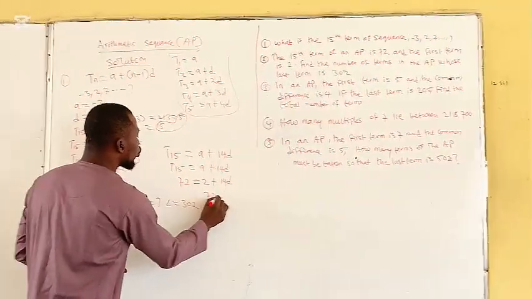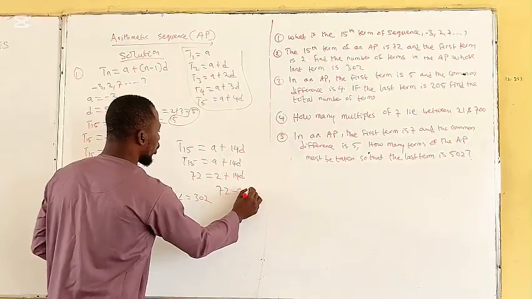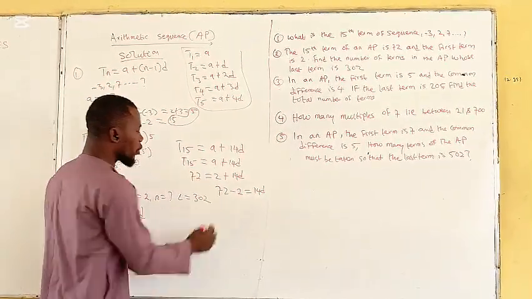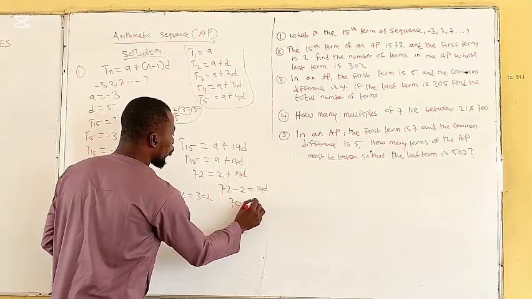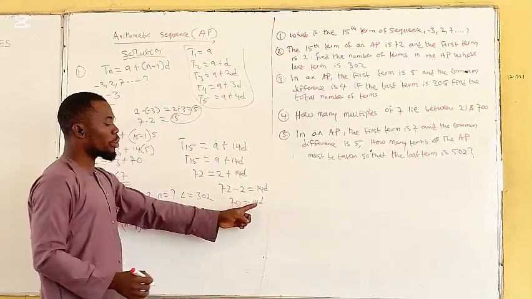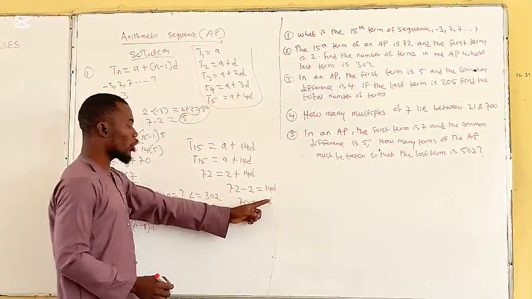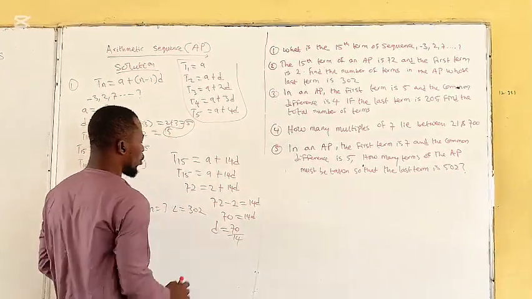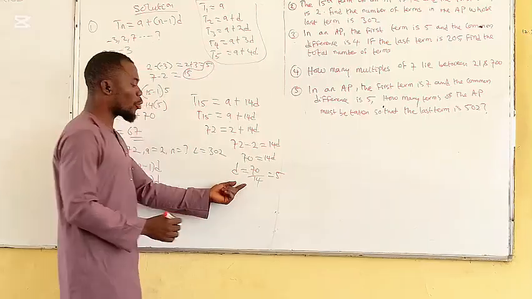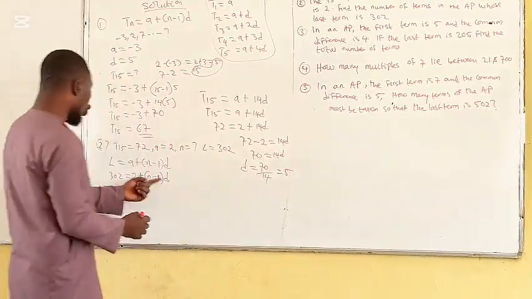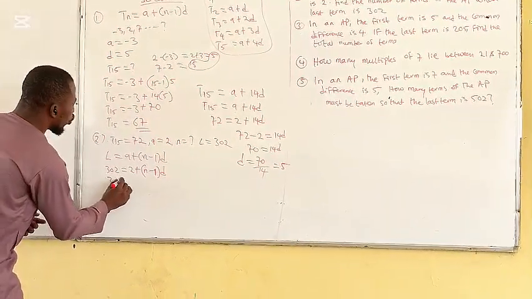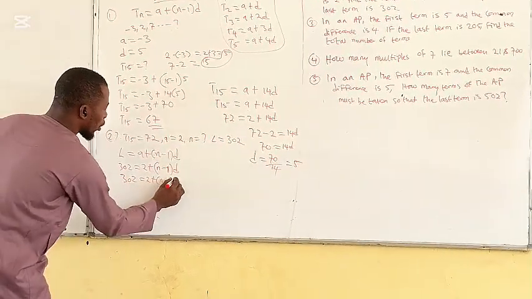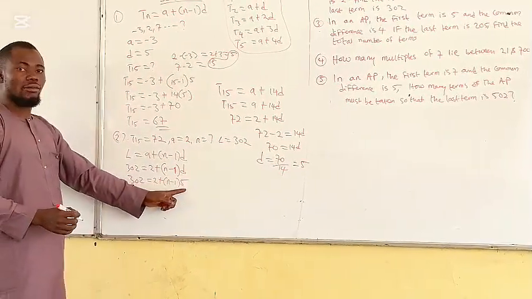From here, we collect the like terms. We have 72 minus 2 equals 49d. 72 minus 2 will give us 70 equals 49d. From here, we make d the subject of the formula to give us d equals 70 divided by 49. So our common difference is 5. Then come here, you'll have 302 equals 2 plus (n minus 1) times 5, because our d is 5.